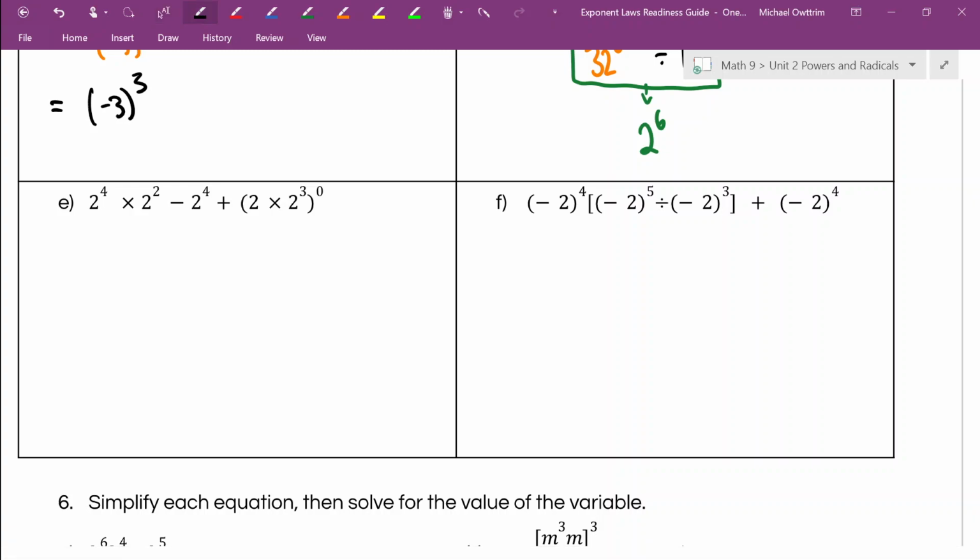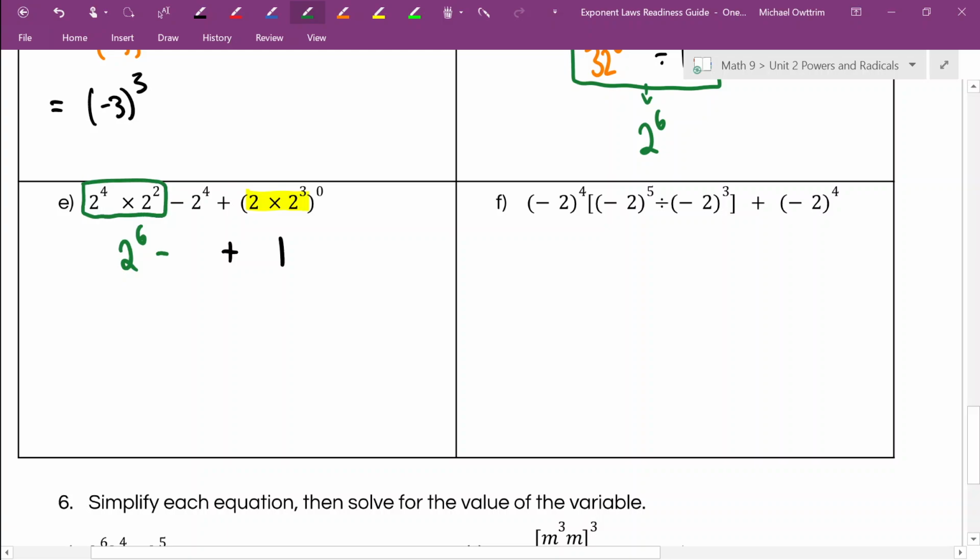In question E, we want to go ahead and start with our operations inside brackets. I could simplify that and say that that's 2 exponent 4, which would be fine. I know that anything exponent 0 is 1, so I'm just going to go ahead and replace that whole term with just 1. Now going back to my power laws, when I multiply two powers with the same base, I'm going to add their exponents, so 4 plus 2 is 6.